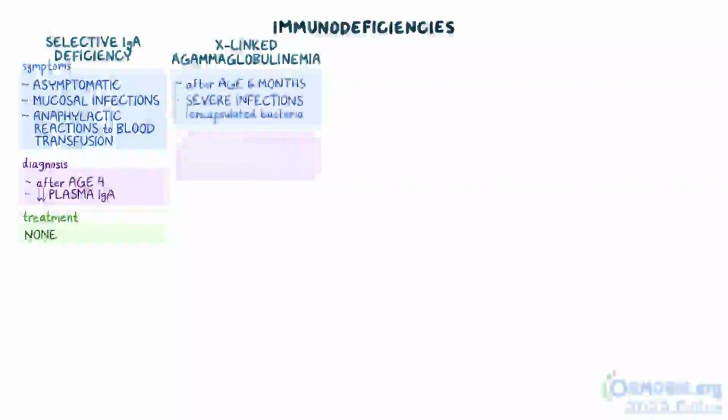X-linked agammaglobulinemia presents after 6 months of age with severe infections mainly caused by encapsulated bacteria. The diagnosis is made based on low IgG, IgM, and IgA levels and is confirmed with flow cytometry showing low B-cell levels. Treatment is IVIG.